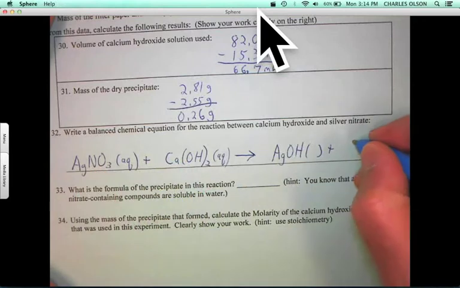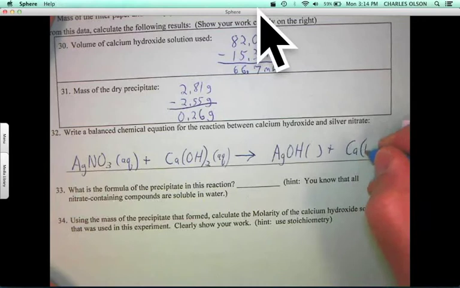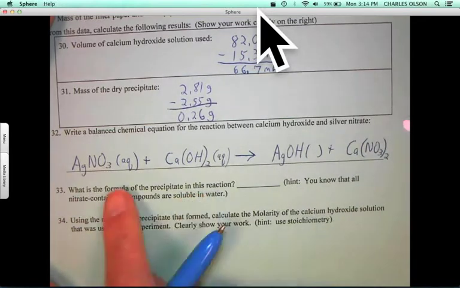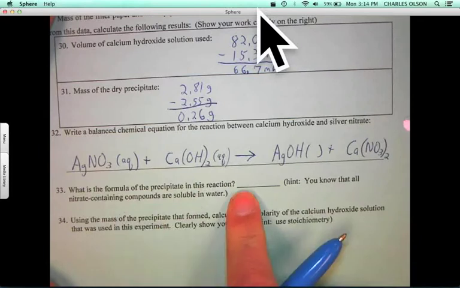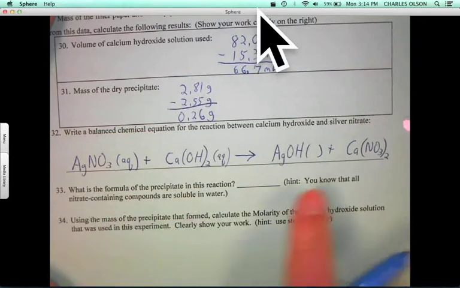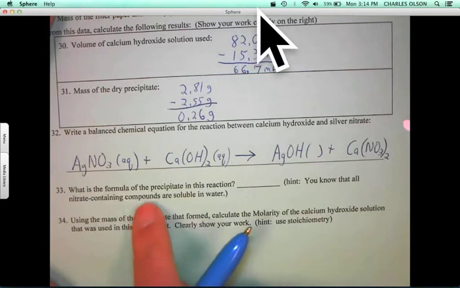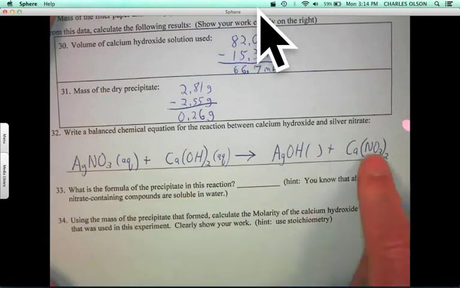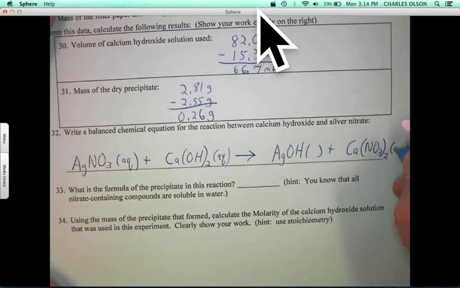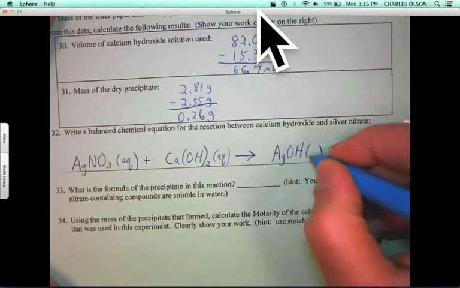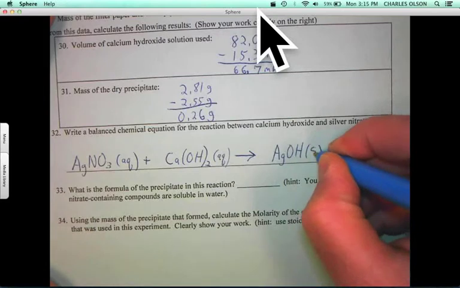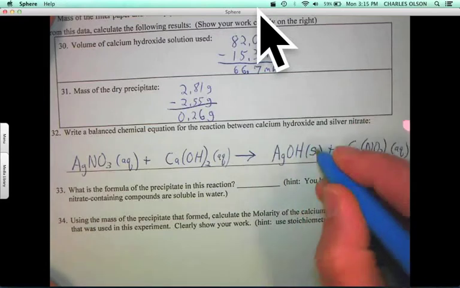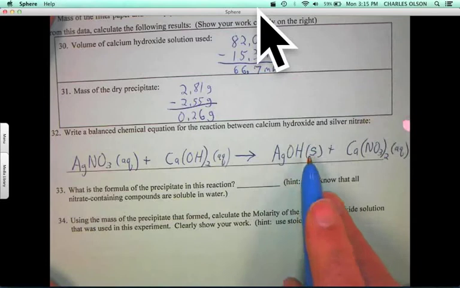So leaving space for a coefficient, 1 Ca plus 2 for every 2 NO3 minus 1s. And we have a hint here. The next question asks, what's the precipitate? But all nitrate-containing compounds are soluble in water. So this calcium nitrate is soluble. It's aqueous. So that means our silver hydroxide must be the precipitate, which means its phase is solid. So that's our precipitate, AgOH.